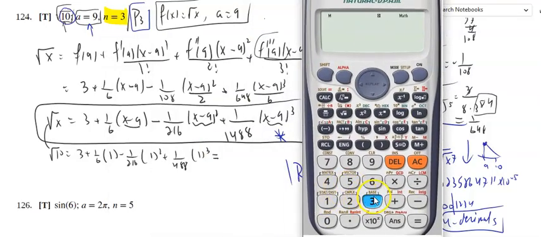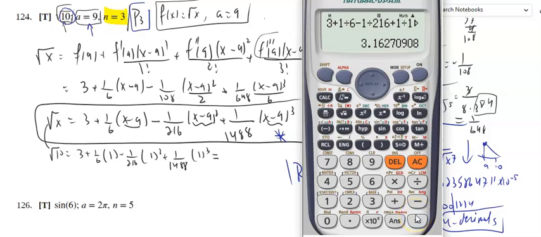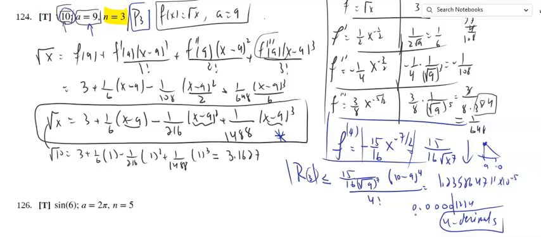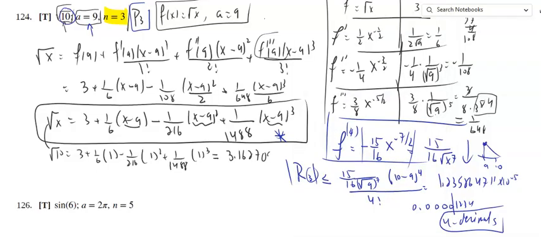My approximation is 3 plus 1 divided by 6 minus 1 divided by 216 plus 1 divided by 1488, not 488. I didn't make a mistake. There you go, 1488. I'm getting 3.1627 0908.